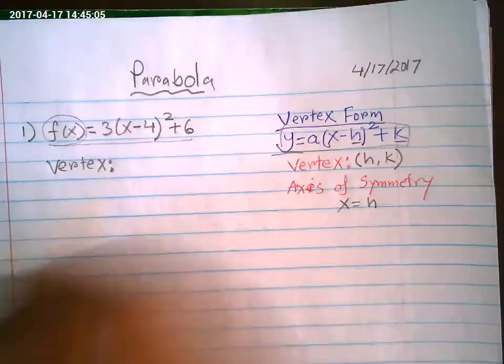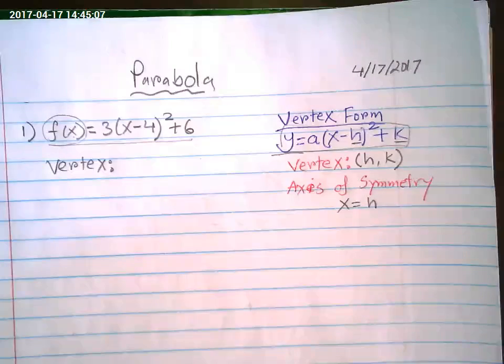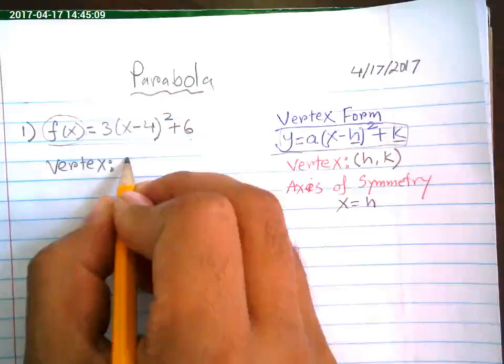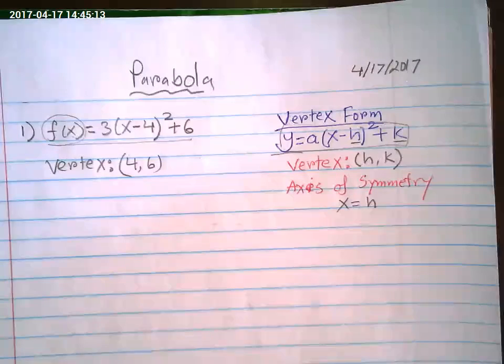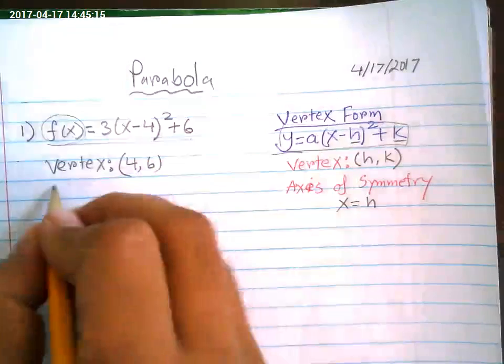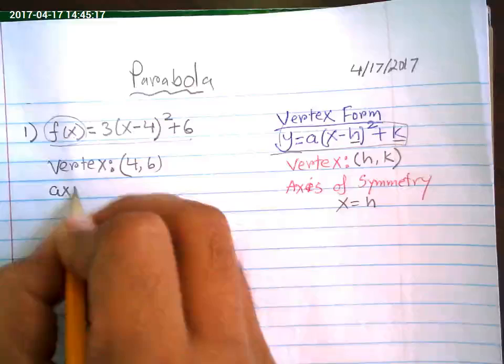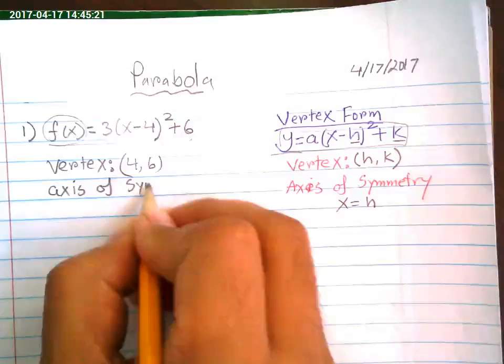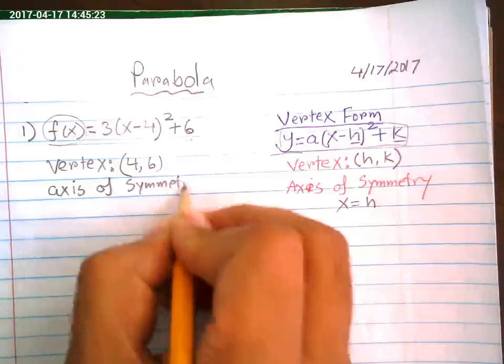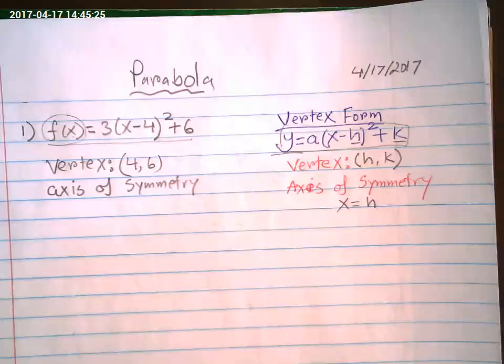Now tell me this. What will be the vertex for this? The vertex is 4 and 6. Awesome, (4, 6), right? Also, can you tell me what the axis of symmetry is?